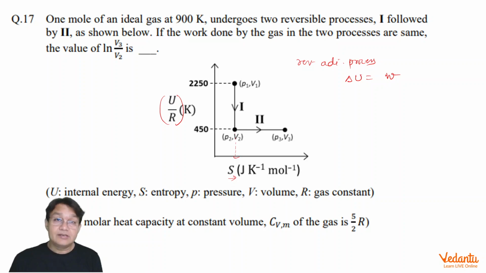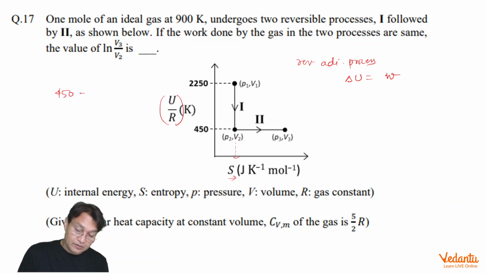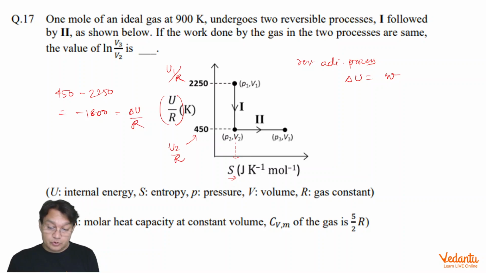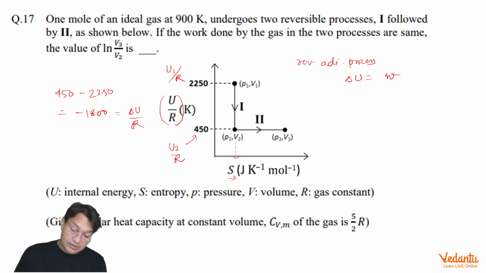First hint is this. Second hint is the values 2250 and 450, that means 450 minus 2250 is equal to minus 1800, and this is of course delta U by R because R is not going to change. So this value is U1 by R, and this value is U2 by R. So U2 minus U1 by R is equal to minus 1800, and that gives us the value of delta U in this process as minus 1800 R. So these are some clues in the problem.